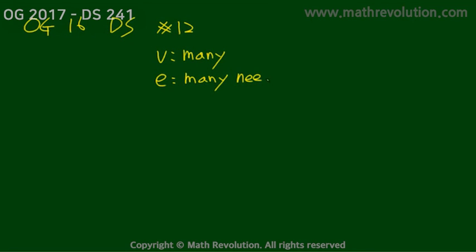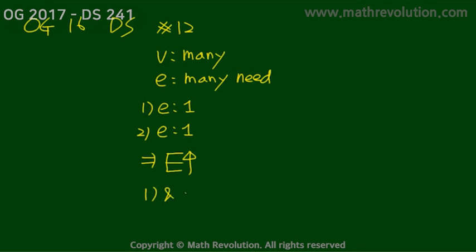Now let's take a look at the official guide 2016, DS number 12. And we're going to use the variable approach method. And looking at the question, there are many variables because we have to know all the terms. So in order to match the number of variables to the number of equations, we need many equations as well. And the condition 1 provides one equation, and the condition 2 provides one equation. And there's high chance that E is going to be our answer choice.